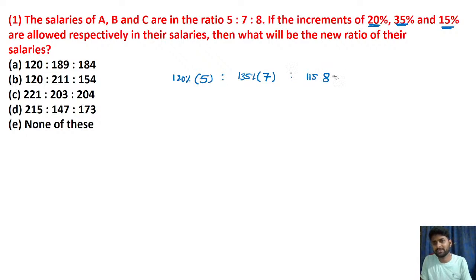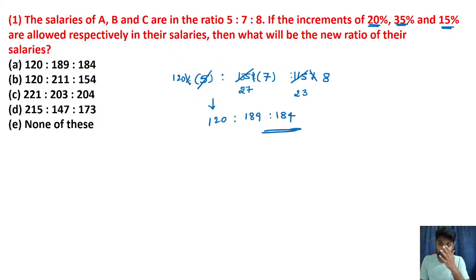Calculation means you can cancel the percentage symbol. So 115% is given, you can cancel the percentage symbol. Now you can cancel using the 5 table. 5 ones are 5, 5 twos are 10, 5 sevens are 35, 5 twos are 10, 5 threes are 15. Finally the value is 120 units. So 27 into 7 is 189 units, and 23 into 8, the value becomes 184. So the respective ratio is 120, 189 and 184. So the option is A. You can choose option A.